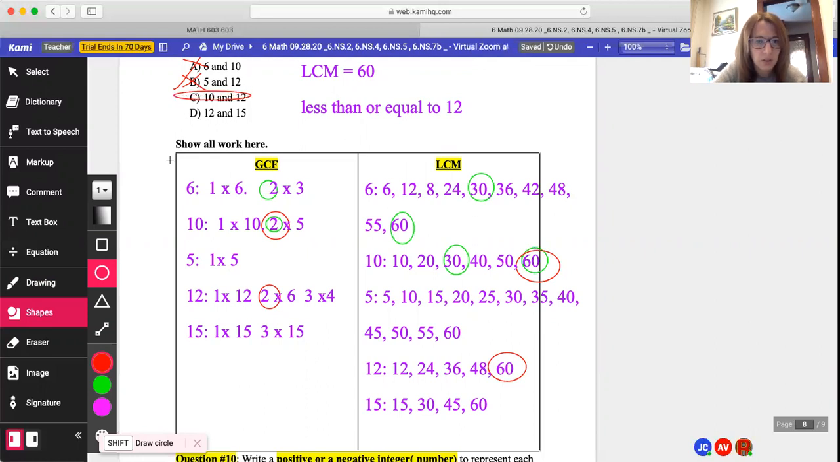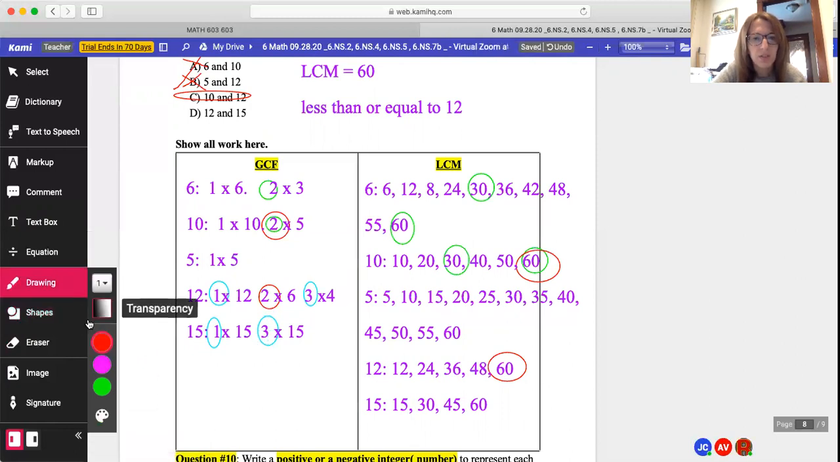Let's go show you why D is wrong, in blue. 12 and 15. So clearly 1 and 1, and clearly 3 and 3. So right off the bat, that is completely incorrect because the GCF has to be 2, and we found the GCF here to be 3. So the answer would be choice C as in cat.